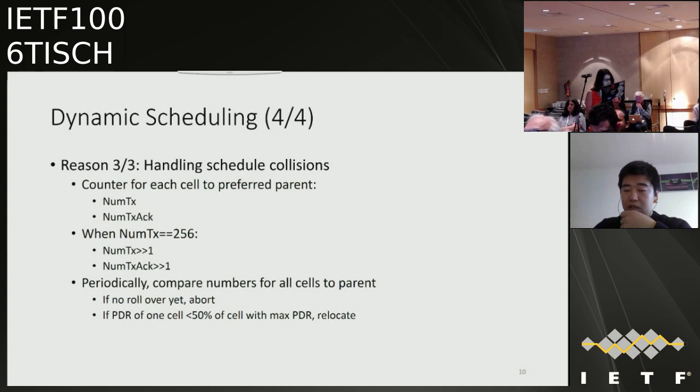When num TX reaches 256, both counters should right shift one bit, which is dividing by two, so the ratio between them doesn't change. And relocation only happens when num TX has reached 256 at least one time, to make sure the PDR has enough statistics.